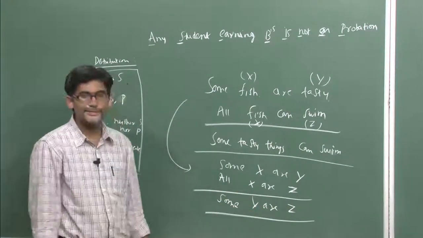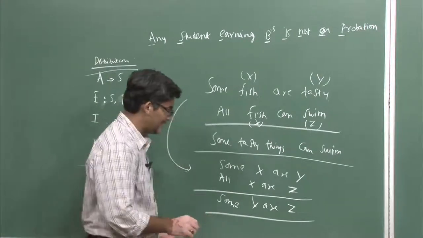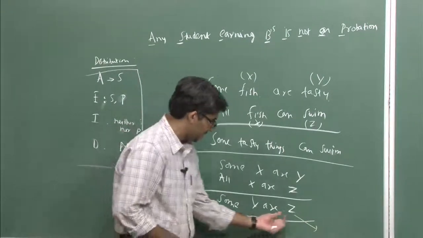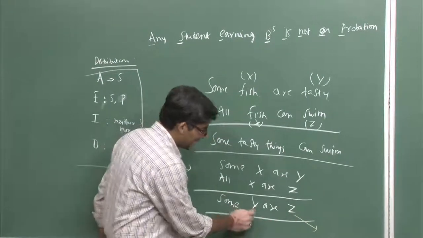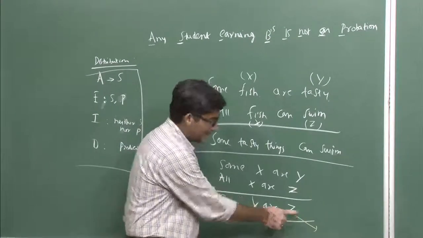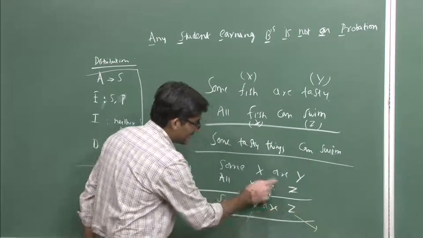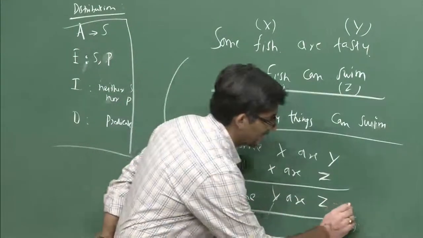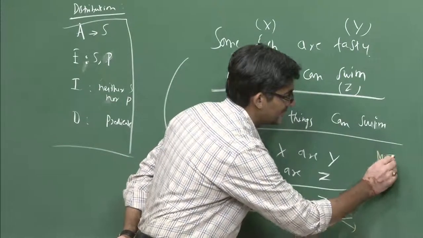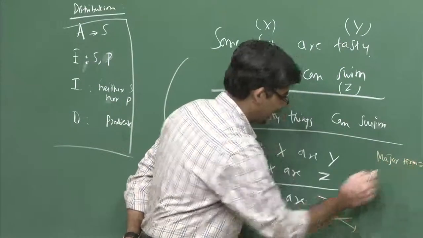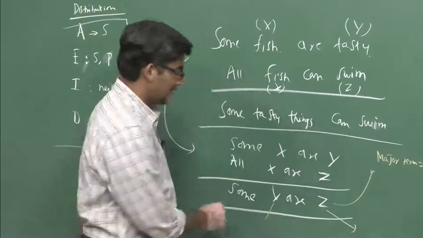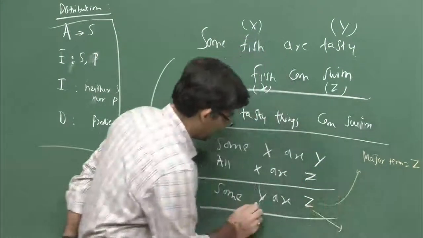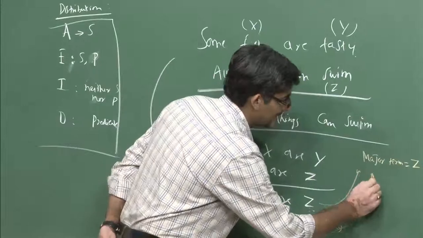Now the first thing you need to know is this: this is a sentence in which y is the subject and z is the predicate. This is the conclusion, and these two are premises. The predicate of the conclusion is called the major term. The major term here is z. The subject of a conclusion is called the minor term. So this is the minor term.